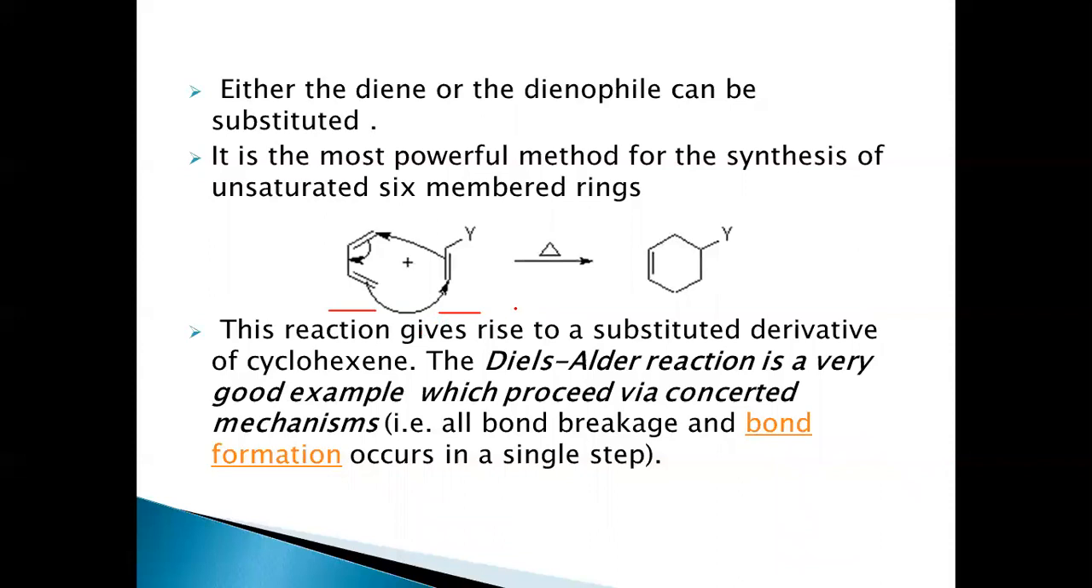If we take a substituted dienophile, this results in the formation of a cyclic product which is again substituted. So again we get the substituted derivative of this cyclohexane when we take the substituted dienophile or the substituted diene. And this is the most powerful method for the synthesis of unsaturated six-membered rings. This is unsaturated because of the presence of this double bond here. So it's a very powerful method for the synthesis of this unsaturated six-membered ring.